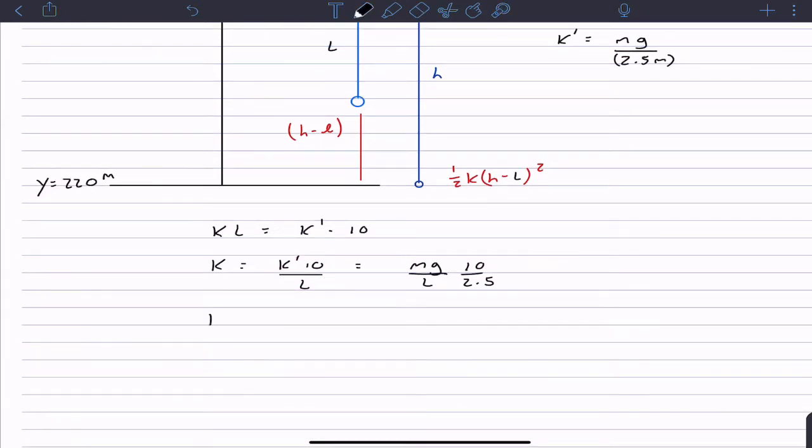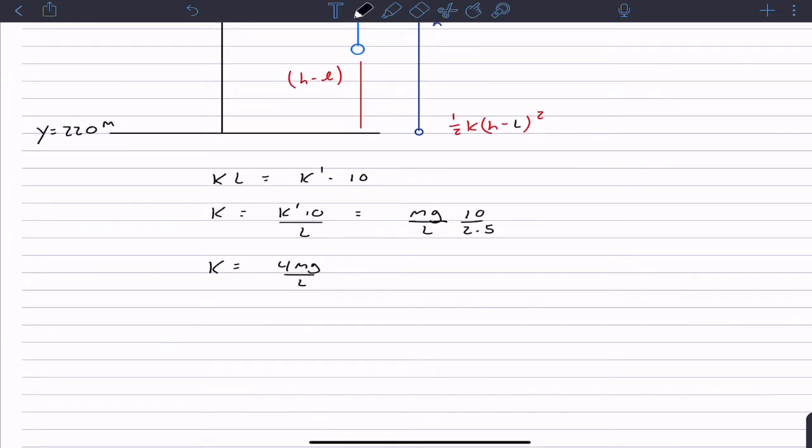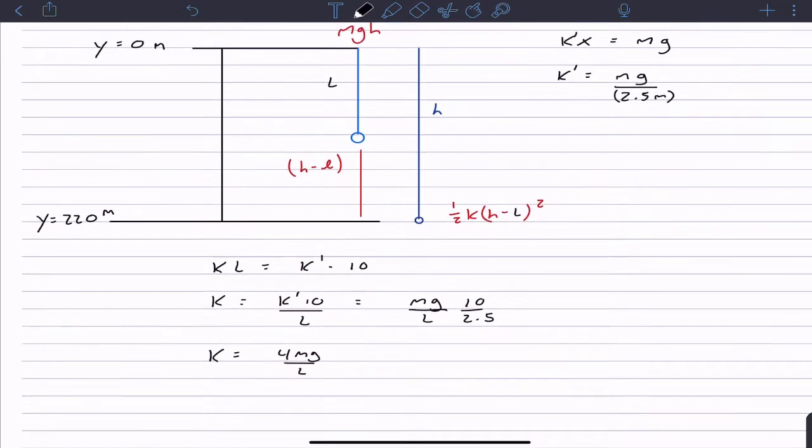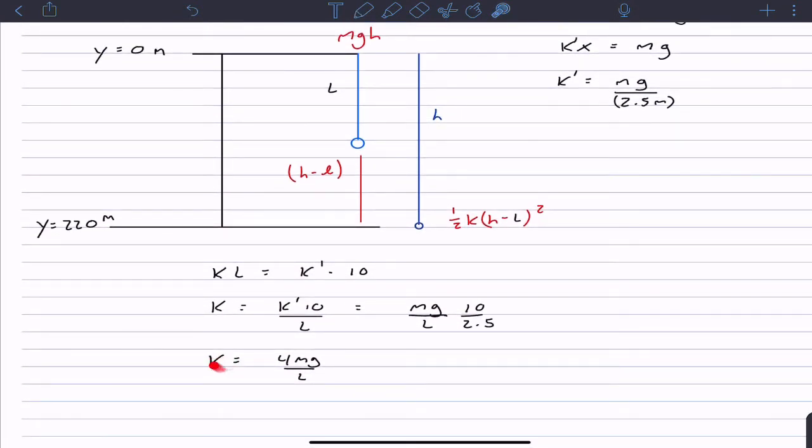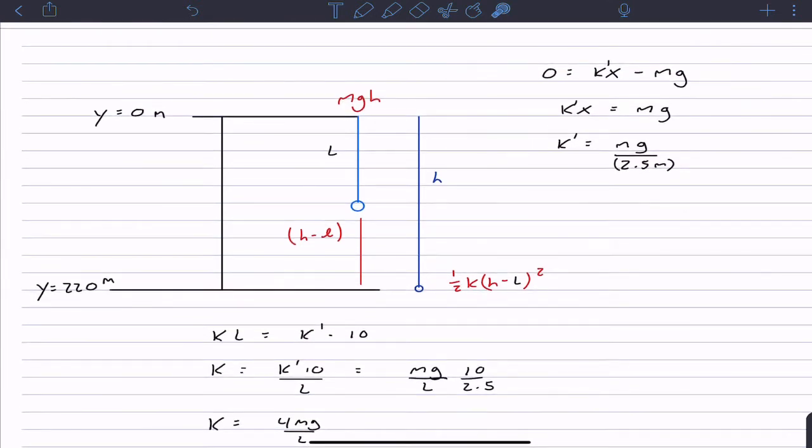Okay, so that gives me 4 mg over L. All right, and so this is the spring constant now for the full length of the rope, right? We used the information that was given. We used the forces in equilibrium, and then we found a relationship for the original spring constant, right?